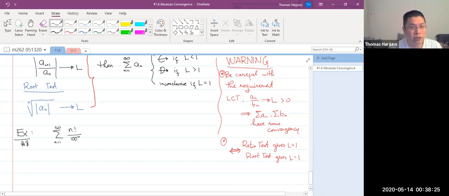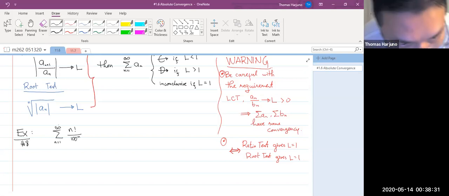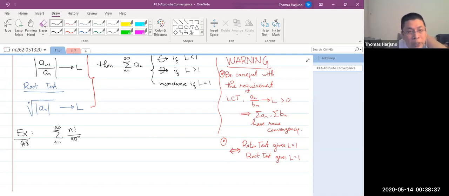Well, these are positive terms, right? So it will be either divergent or absolutely convergent. It won't be conditionally convergent because this is not alternating to start with. Okay, and then suppose I want to apply the ratio test.